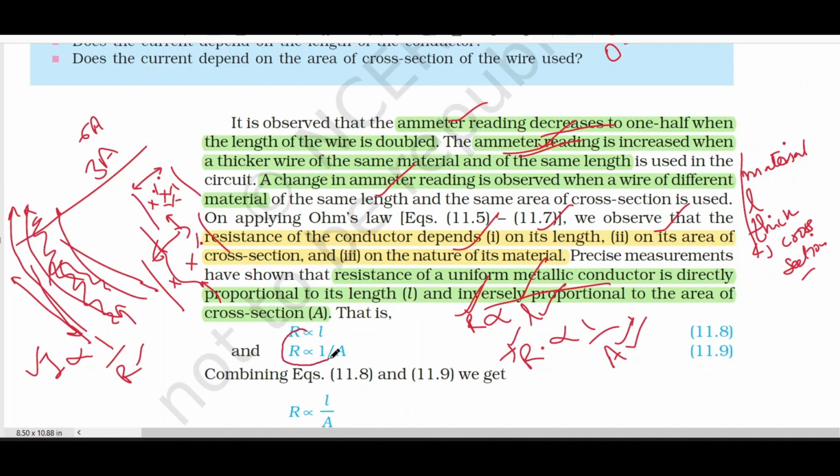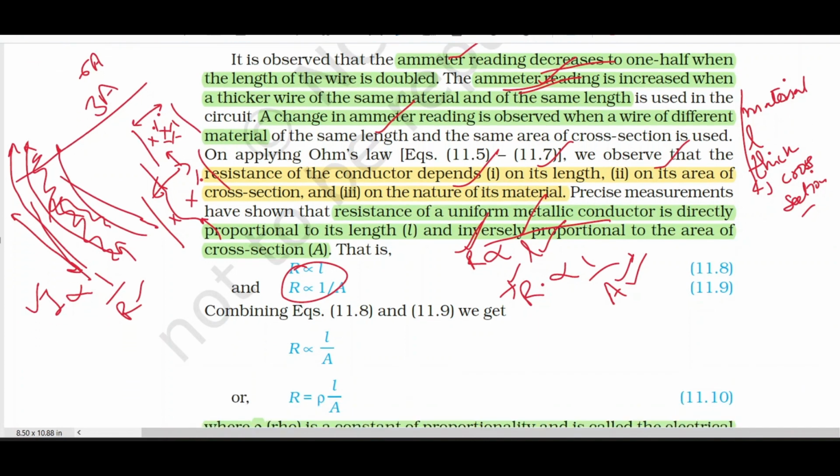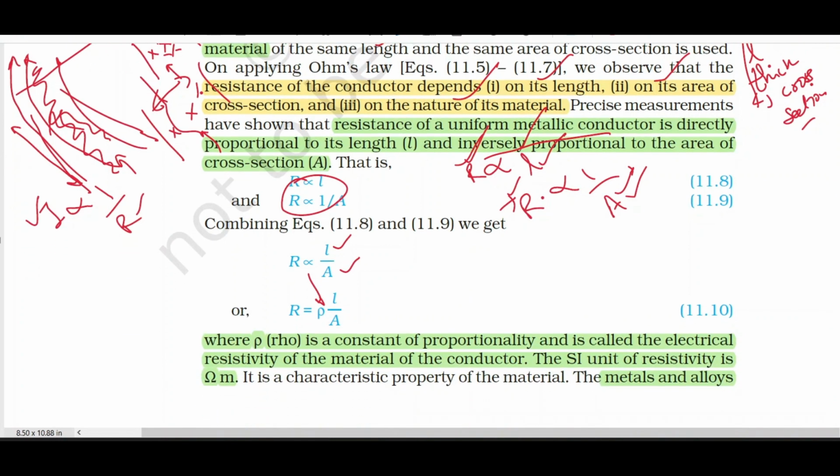So if you combine these both, what do you get as a final equation? You get resistance is proportional to L and inversely proportional to A. And to remove the proportionality, what do we do? We introduce a constant. Like last time, to remove the proportionality, we introduced a constant called resistance. This time we introduce a constant which is represented by the symbol rho. Okay, and this is the constant of proportionality, and it's called the electrical resistivity of the material of the conductor.